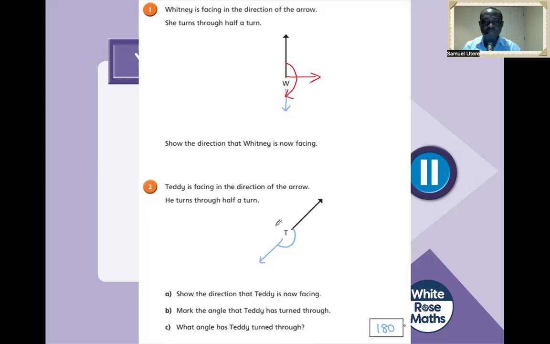And then next you are asked to show the direction that Teddy is now facing. We're showing it there. Mark the angle that Teddy has turned through, which is 180 degrees. We've marked it. And then next we'll ask, let's get that out of the way.